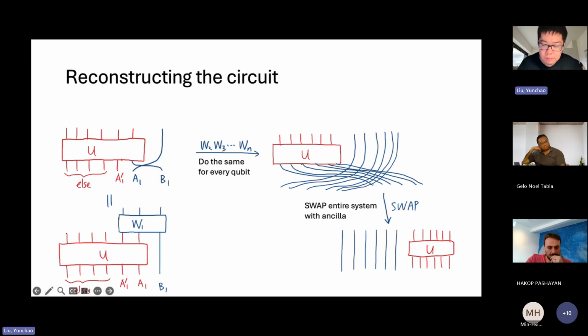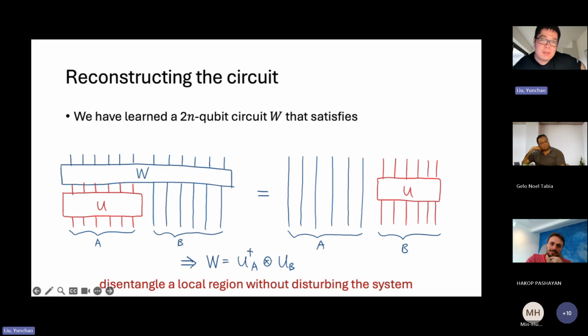So again, summarizing everything we have done so far, we have learned a 2n qubit circuit W that satisfies this very interesting procedure, where we have an unknown shallow circuit U on the A system and a bunch of ancilla qubits on the B system. If we put this circuit W on top of everything, it achieves the right-hand side, where the system A becomes ancilla and the system B becomes the unknown shallow circuit U. But this precisely says that W equals U dagger acting on A tensor U acting on B, which means that we have learned a circuit to reconstruct this unknown shallow circuit.